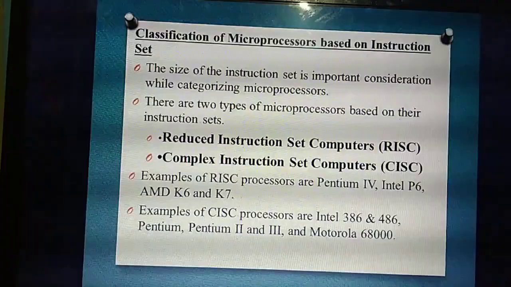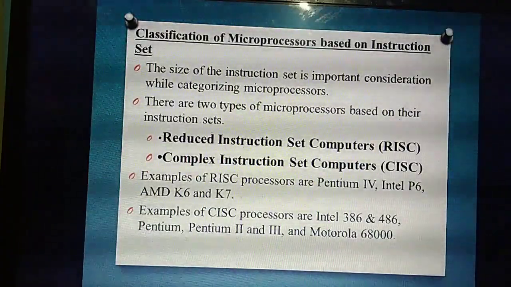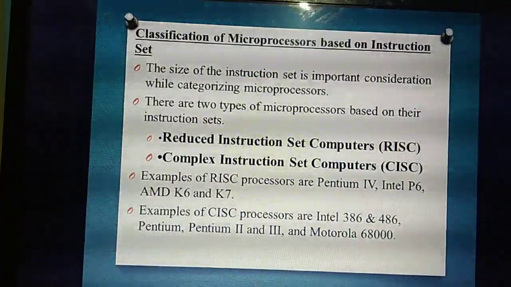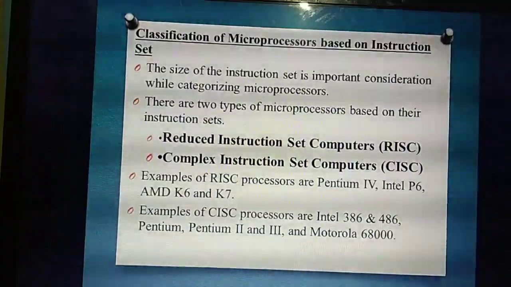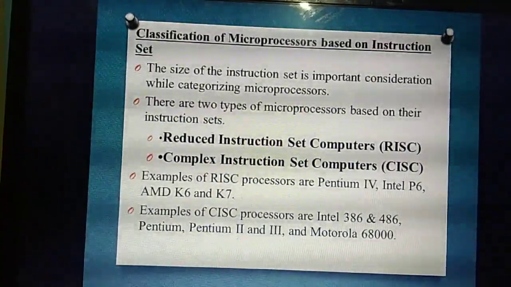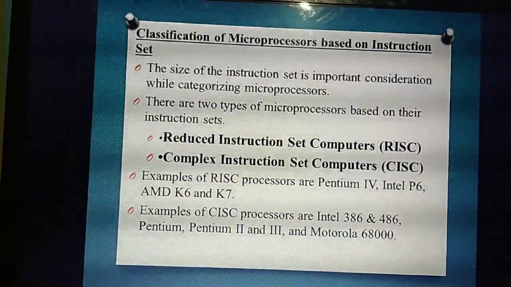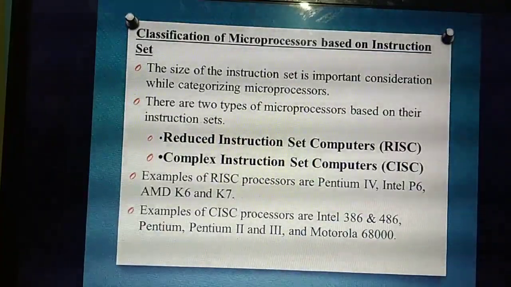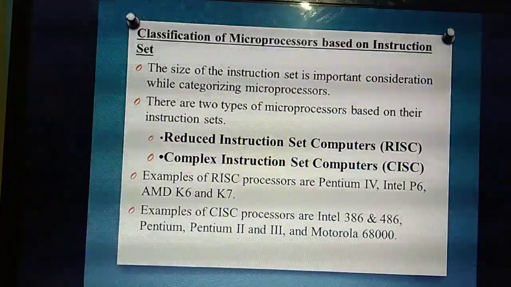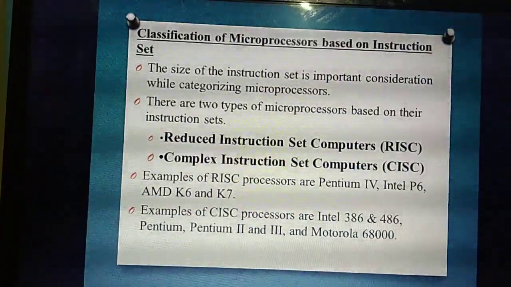So a particular instruction, how much data is executed by a particular microprocessor, is called the instruction set. Here, the size of the instruction is very, very important, because based on the size only we are going to classify the microprocessor. What size of instruction you are giving is the important consideration for determining the instruction set.